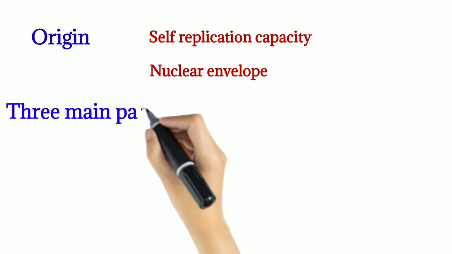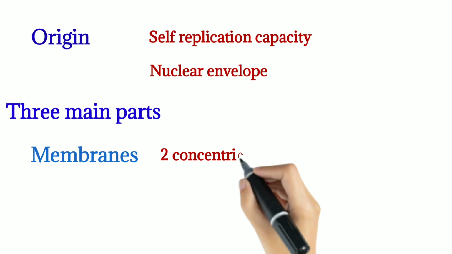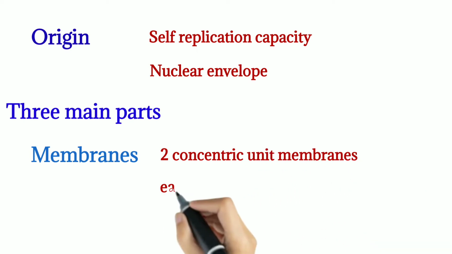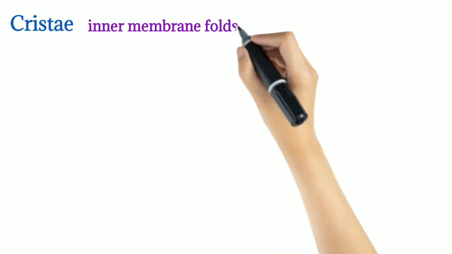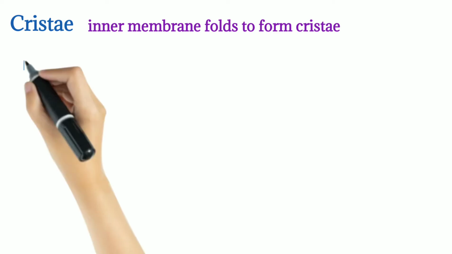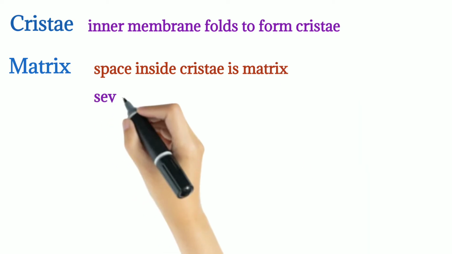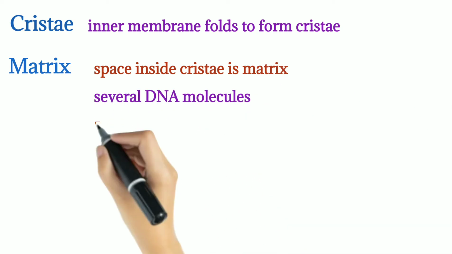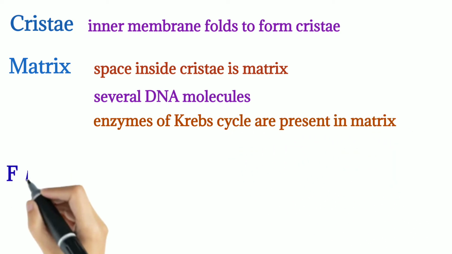There are 3 main parts of mitochondria. These are membranes, cristae, matrix. Let's see the details of these parts. Membranes. Mitochondria has 2 concentric unit membranes. Each membrane is 60 angstroms thick. The next part is cristae. The inner membrane folds to form cristae. The third part is matrix. The space inside the cristae is called matrix. There are several DNA molecules in this matrix. Enzymes of the Krebs cycle are present in the matrix of mitochondria.